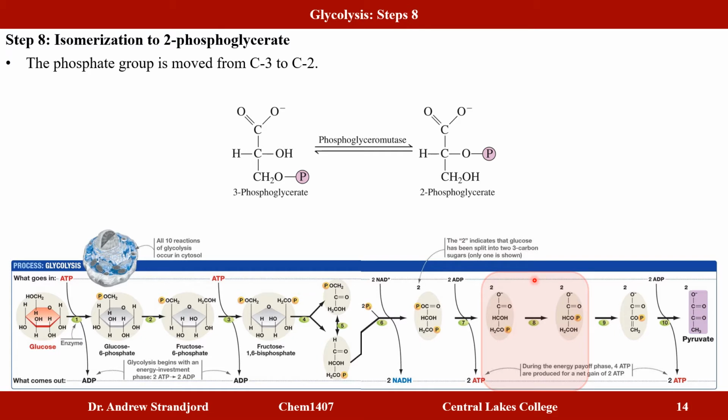Step 8 in the glycolysis process is an isomerization reaction where I take my 3-phosphoglycerate molecule and I move the phosphate group from the third carbon here down to the second carbon here to form a 2-phosphoglycerate molecule.